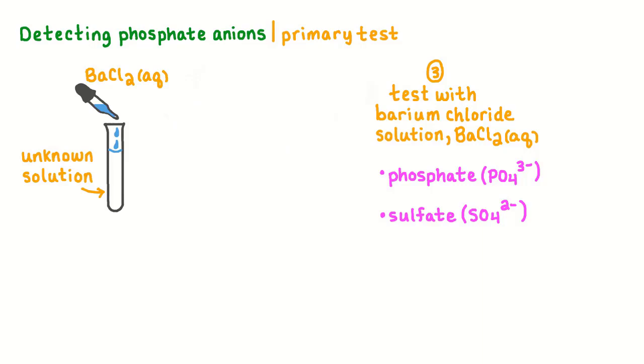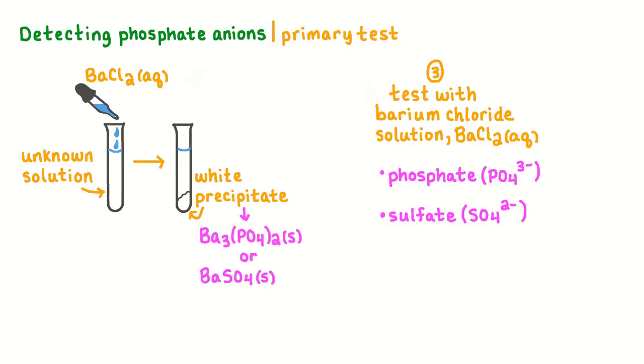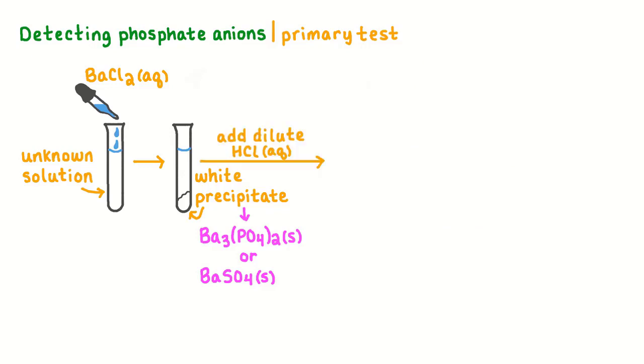The first step of this test is to add some barium chloride solution to the unknown solution thought to contain either phosphate or sulfate anions. If either of these two anions are present, then a white precipitate will form, either barium phosphate or barium sulfate. In order to differentiate between these two similar white precipitates, we add some dilute hydrochloric acid.